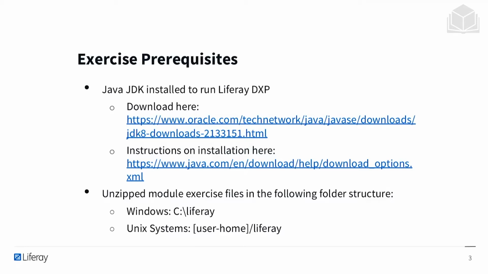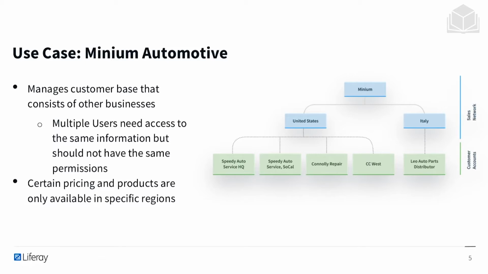Just like with the previous module, the exercises here have some prerequisites. So we're going to need the Java JDK installed to run Liferay DXP. You can see the download links here and the instructions as well. We're also going to need to download and install this module's exercise files into the relevant paths. On Windows, that's in the C drive in a Liferay folder, and on Unix systems, that's in your user home directory /Liferay.